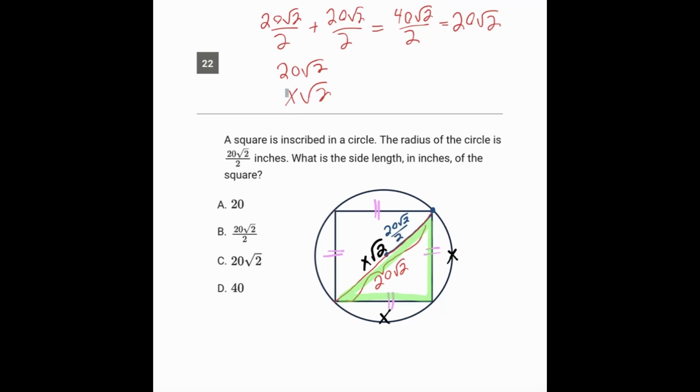So we're finding out that the x of the 45-45-90 triangle is 20. And that tells us that these two sides are also 20. And so now we have the answer to the question. What is the side length of the square? We just saw that it was 20. So the answer here is A.